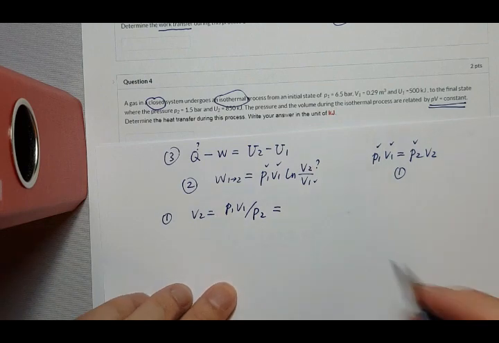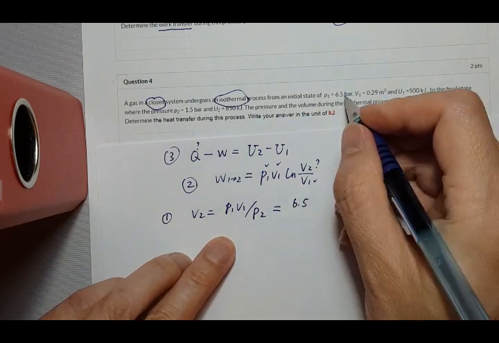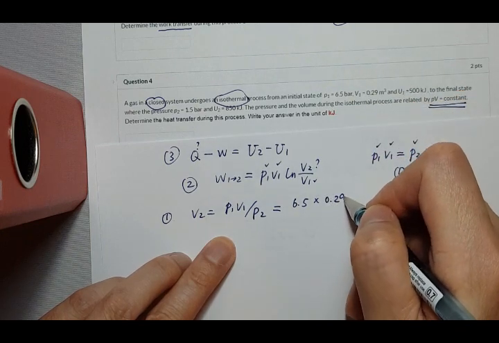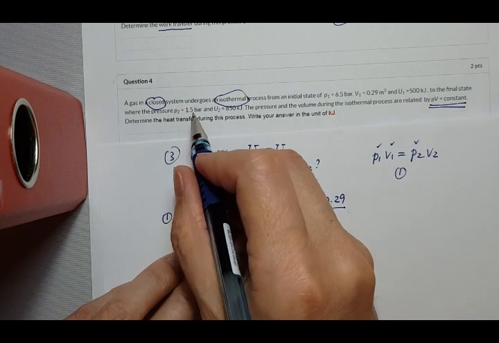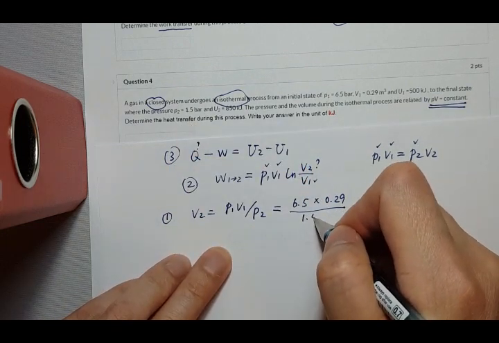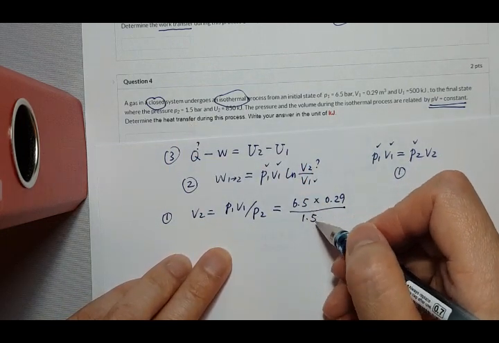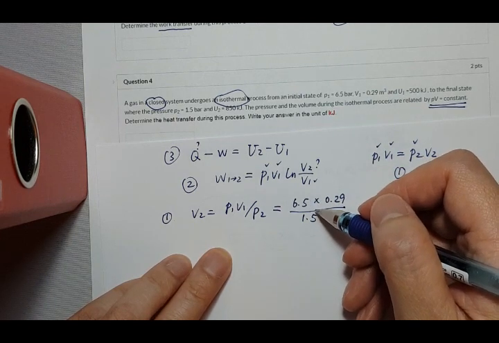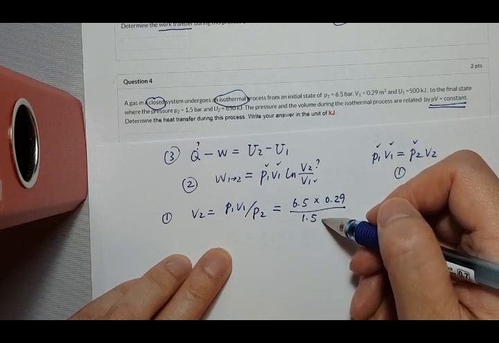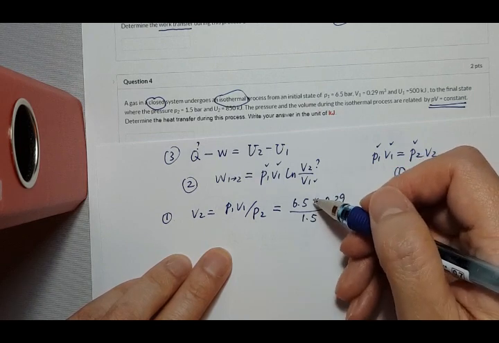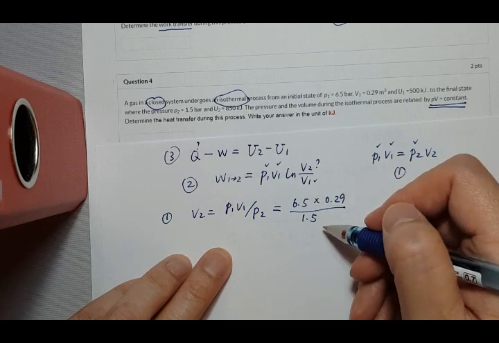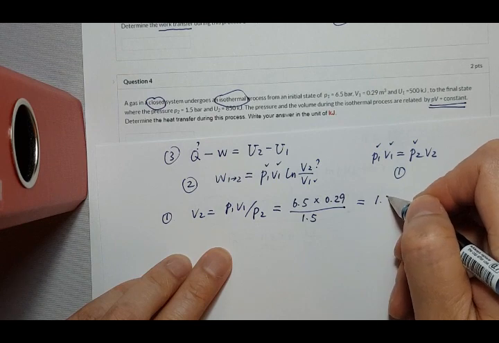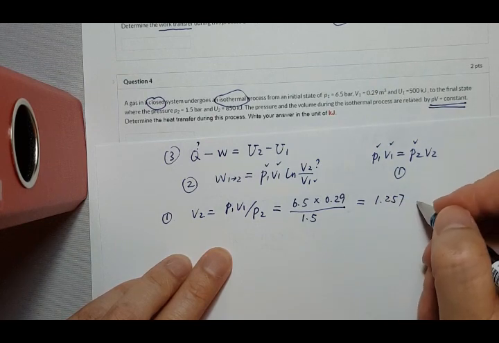So P1 is 6.5 bar times V1 divided by P2, 1.5 bar. But this is a division here, so you don't really need to convert them to Pascal, because the units will cancel anyway. So you don't have to convert in this case, and then you can calculate. This will give you about 1.5257 cubic meter.